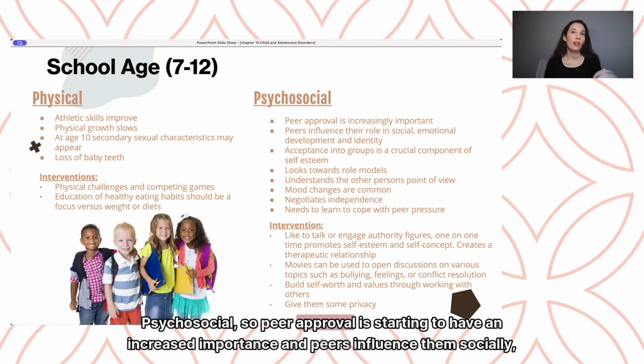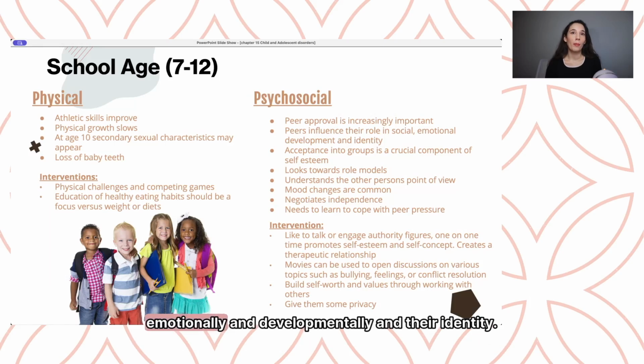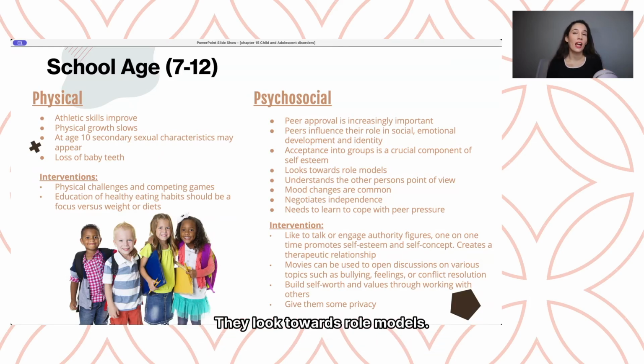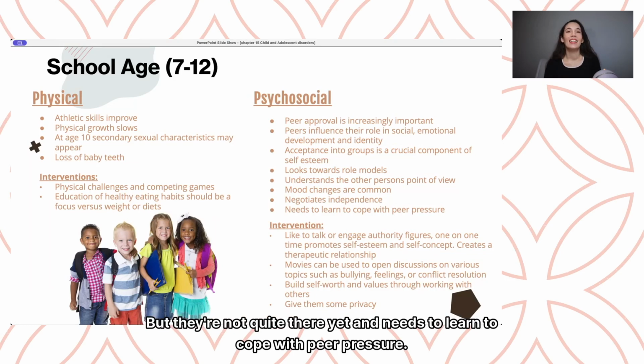Psychosocial, so peer approval is starting to have an increased importance, and peers influence them socially, emotionally, and developmentally, and their identity. They start to have acceptance into groups, and it's a crucial component of their self-esteem. They look towards role models. They start to understand other people's points of view. Mood changes are common. They negotiate independence. They want to be independent, right? But they're not quite there yet, and need to learn to cope with peer pressure.